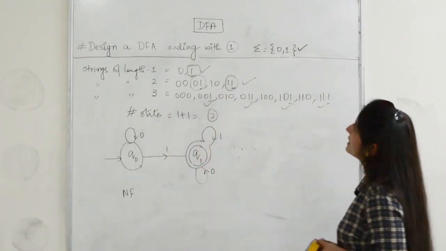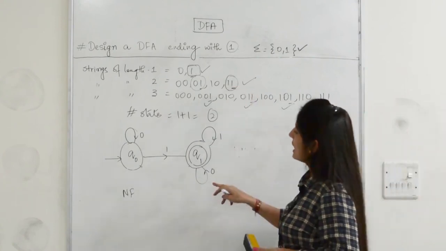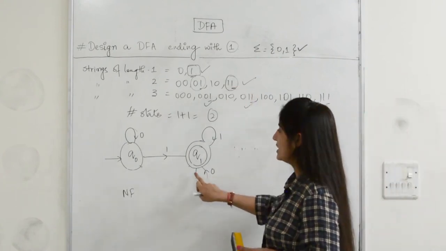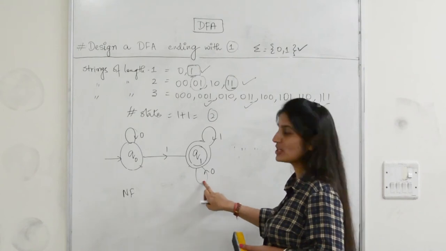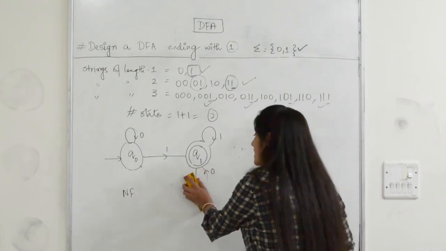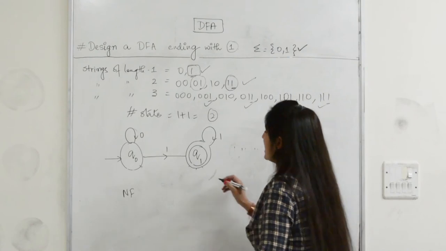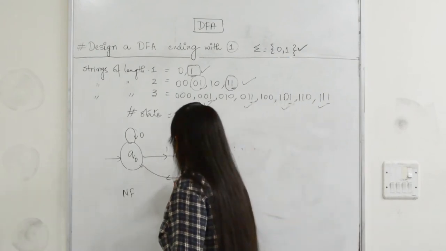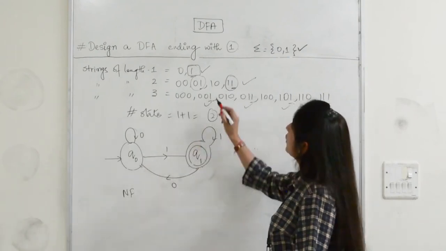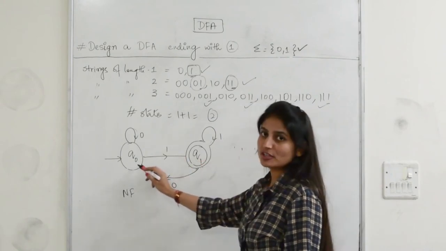Now 1, 0, 1, 0. We had made a mistake here, because if I talk about this 0, it is ending with 0. So it means this transition is wrong. So we have to make it the other way round, and we'll make this transition this way. Now see, 1, 0, 1, 0 is not accepted.